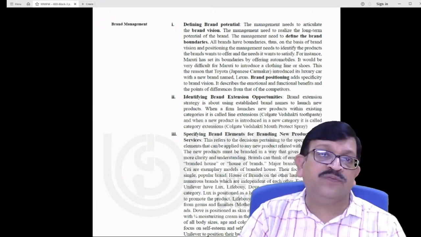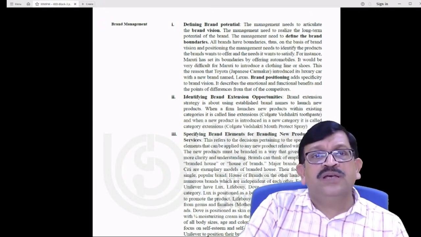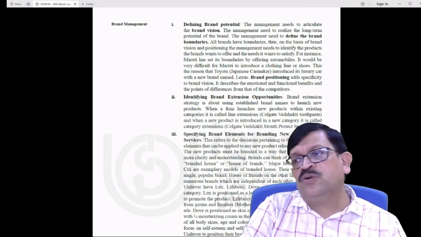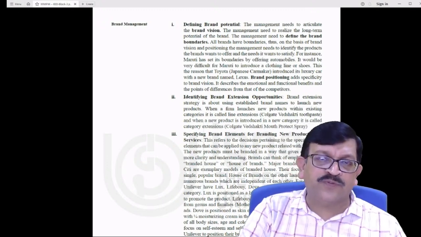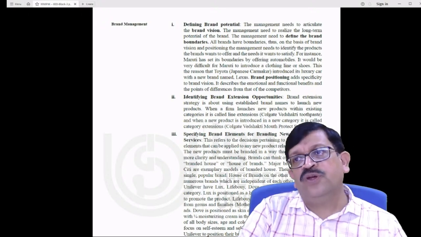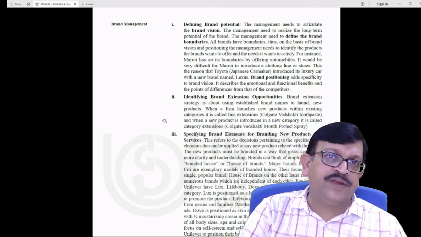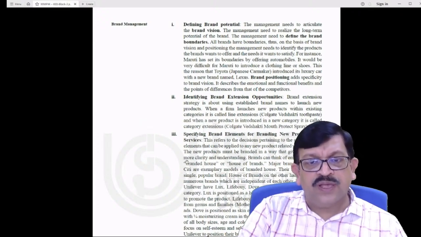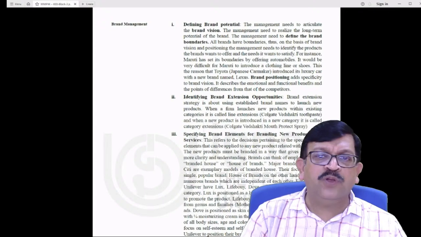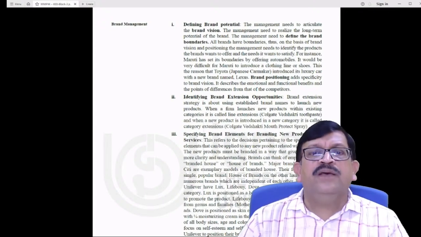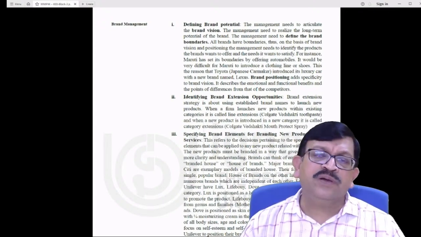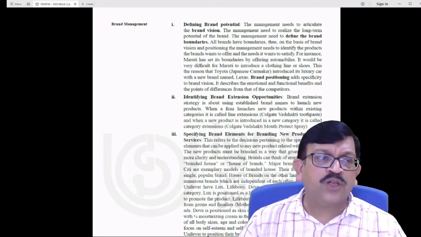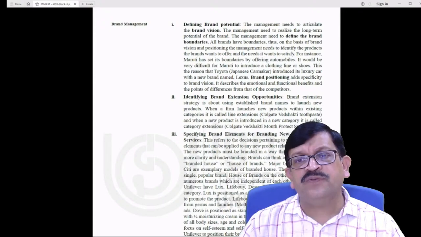At the same time, if you recall, last class we talked about the points of parity and the points of difference. Mostly when you talk about positioning, we of course refer to the points of difference, which need to be highlighted in order to differentiate the brand from the rest of the competition. But having said that, we also look at the points of parity. The second most important point while developing brand architecture is identifying the extension possibilities for your brand.